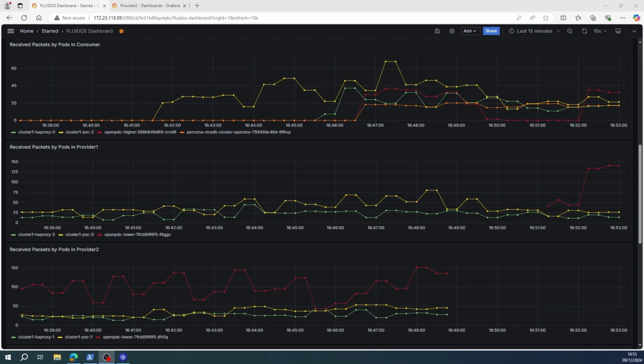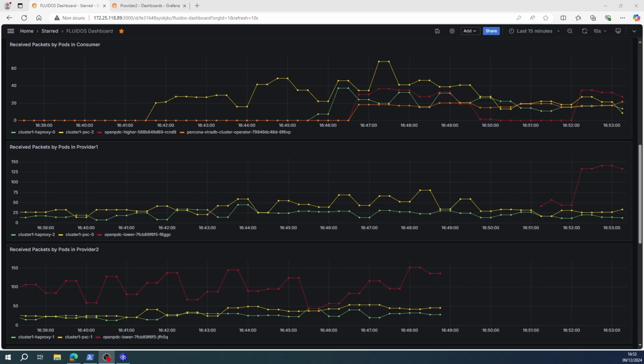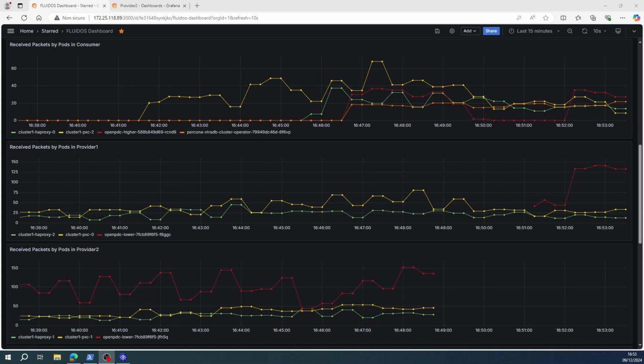The Grafana dashboard confirms that shutting down Provider Node 2 triggers FLUIDOS to automatically reschedule the PDC application to the adjacent FLUIDOS Provider 1 node, thereby enhancing system resilience. This is evident in the plot of received packets by pod, where data from the low-level PDC, represented by red points, transitions from provider 2 to provider 1.